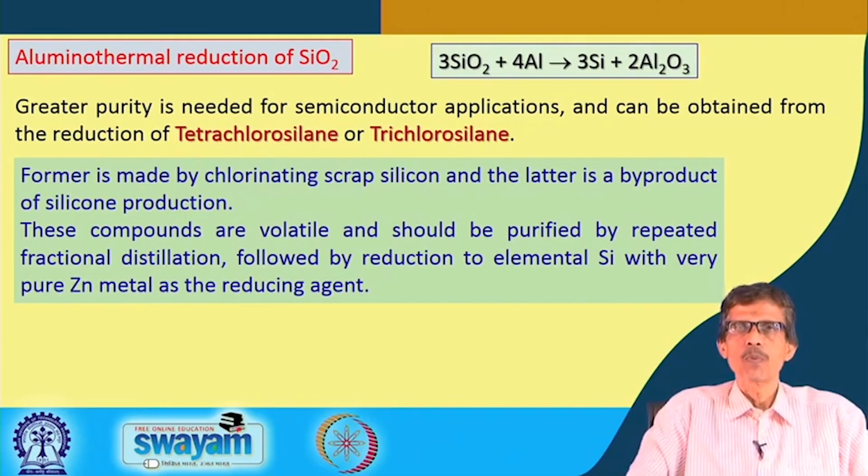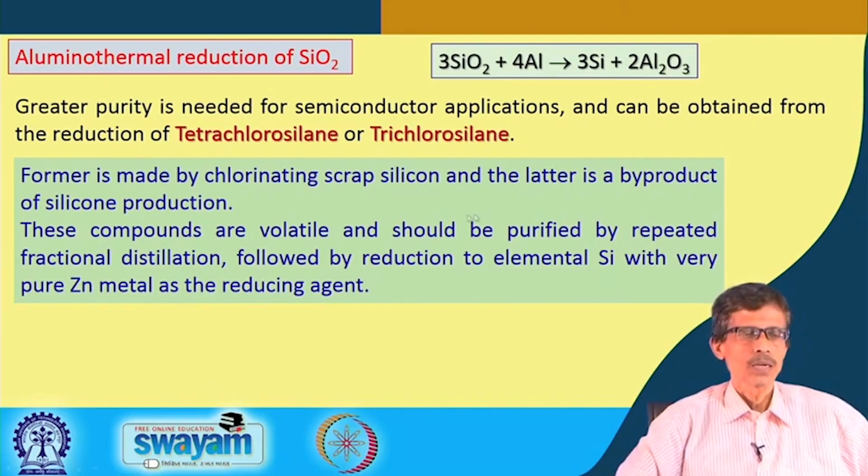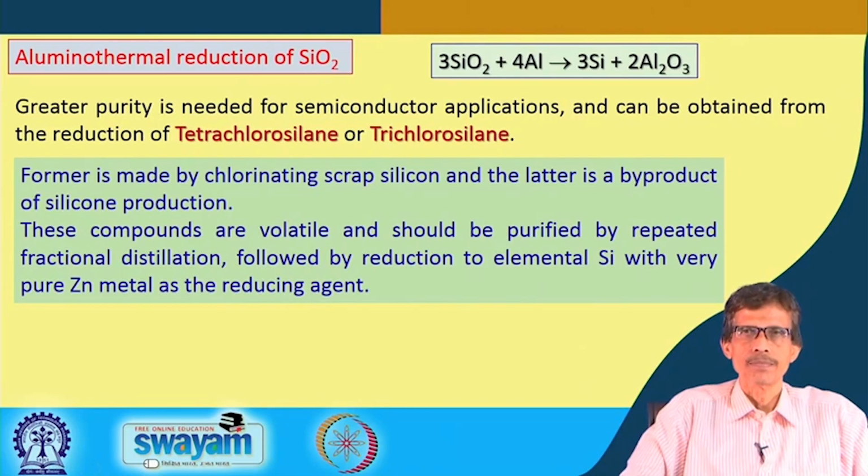That you will see is basically a polymeric form, not like acetone, that means the corresponding SiH3, SiO, all this sort of thing is not there, but it is a silicon polymer or silicon rubber. And these two compounds are volatile and should be purified by repeated fractional distillation.